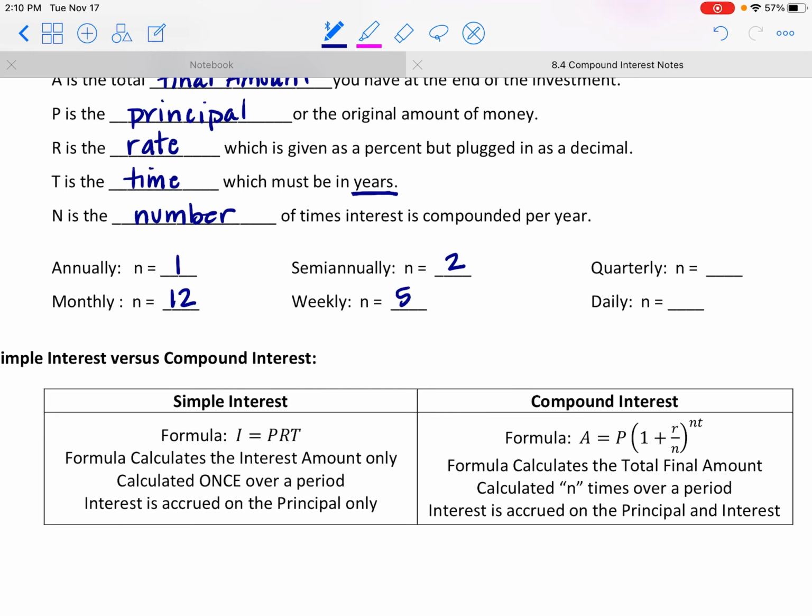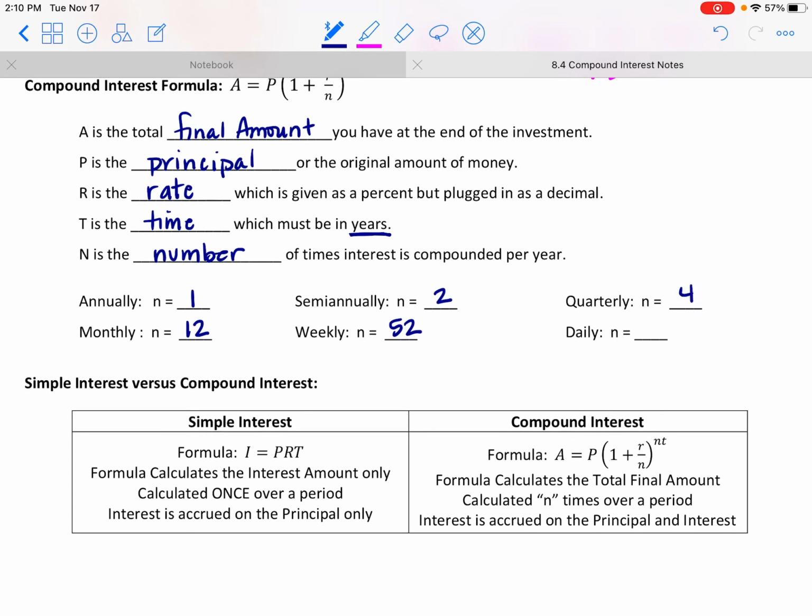Weekly would be 52 weeks in the year. Quarterly would be 4. That's 4 quarters in the year, 4 times per year. And then daily is going to be 365 because there are 365 days in a year. Okay, I think those are the only options that we would see. If something else comes up, I'll throw it out there, but I believe that's all we're going to see.